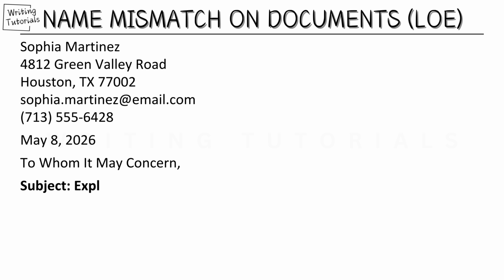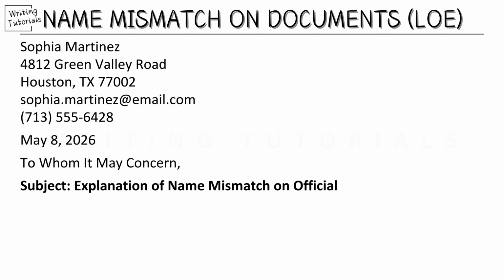Subject line. Now let's move to the subject line. A subject line immediately tells the reader what the letter is about. Write, Subject: Explanation of name mismatch on official documents. Keep it direct and professional.